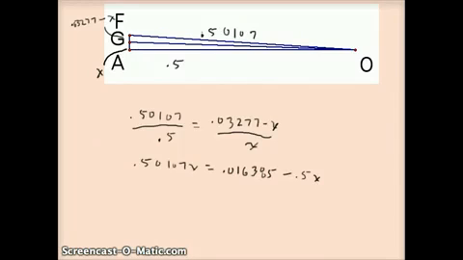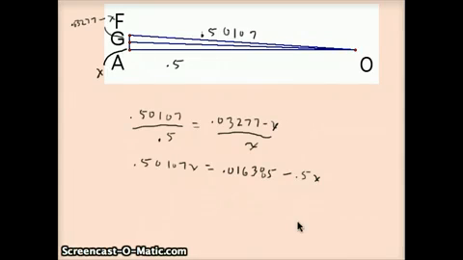So I've enlarged this picture here. AF was calculated to be 0.03277 from before. Using the Pythagorean theorem, you can work out FO to be 0.50107. Now finally we're going to calculate AG, which we're going to call x. That makes FG 0.03277 minus x. The angle bisector theorem says that I can set up this proportion: 0.50107 over 0.5 equals 0.03277 minus x over x.